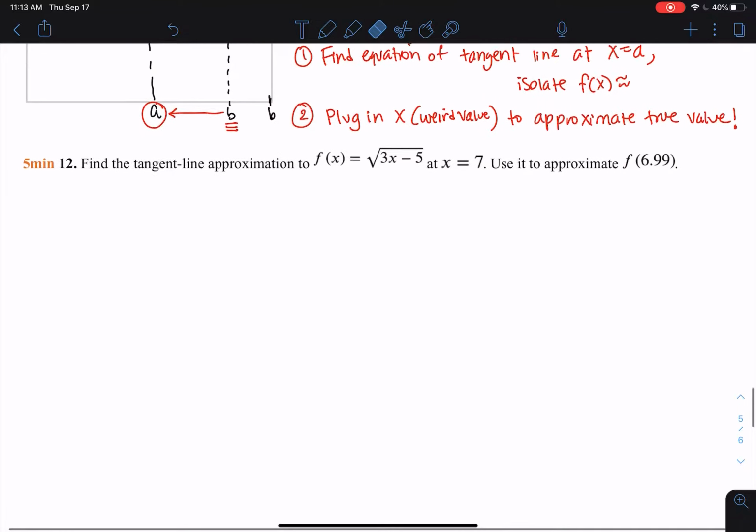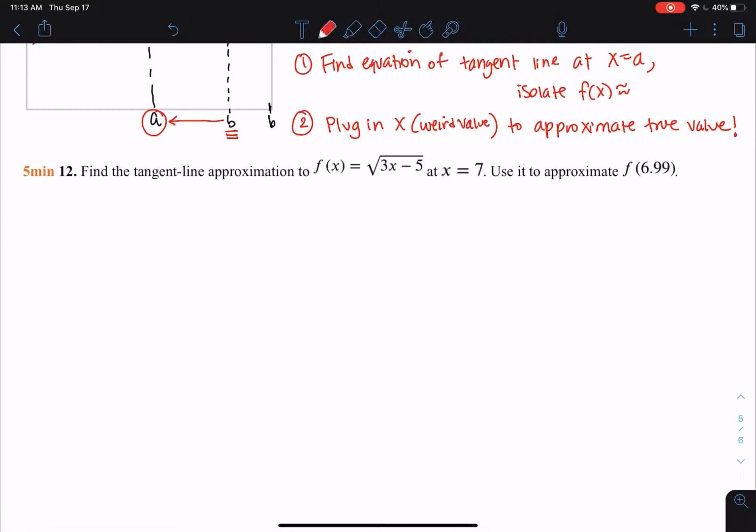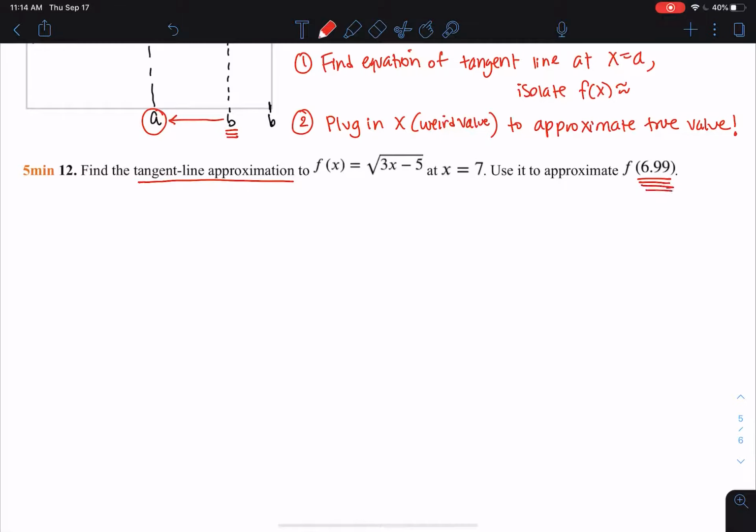For number 12, it says, find the tangent line approximation to this value at x equals 7. So notice that if I want the true value at 7, I'll have to plug it in like this: 3 times 7 minus 5. Oh, I'm so sorry. We could figure that out. That's easy, because that would have been 21 minus 5, square root of 16, which is 4. But no, they say approximate this number. Okay, that'll be the weird number. That's what we can't figure out.